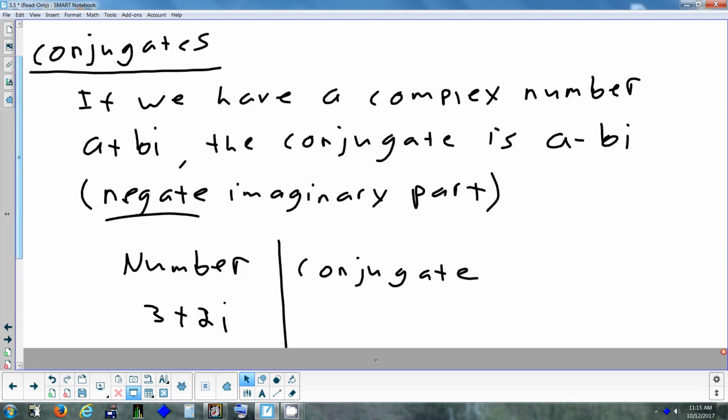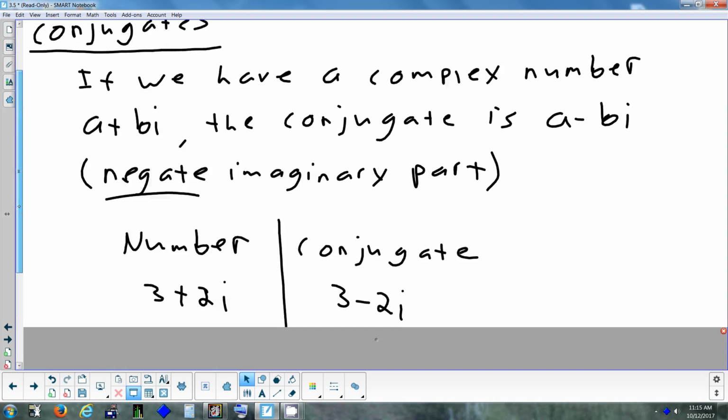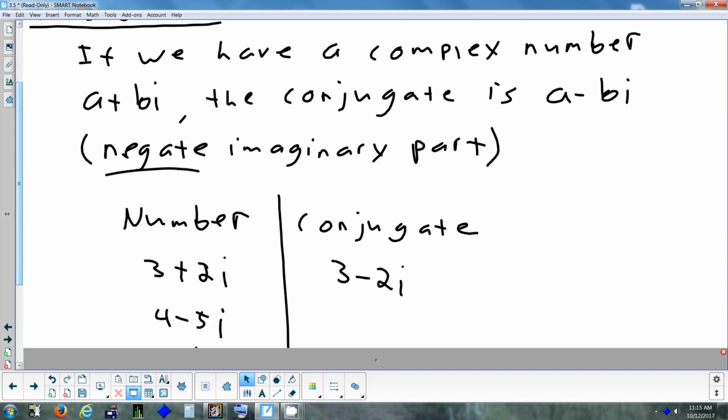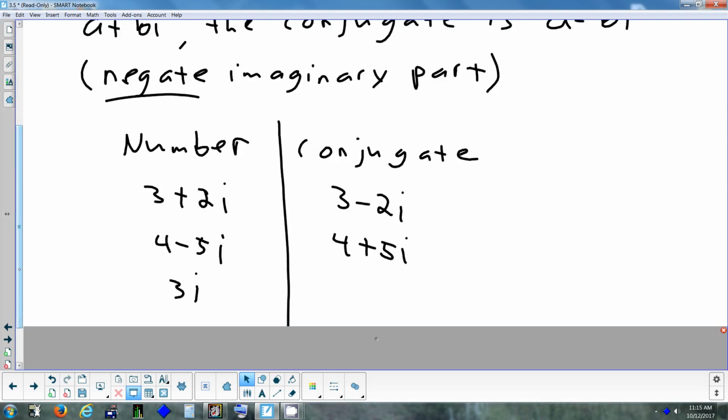This should be pretty straightforward. So if you had 3 plus 2i, anyone think they could tell me what the conjugate would be? Yep, 3 minus 2i. Perfect. What about if you had 4 minus 5i? Yeah, 4 plus 5i. Perfect. 3i. What's the conjugate of that? Yeah, negative 3i.